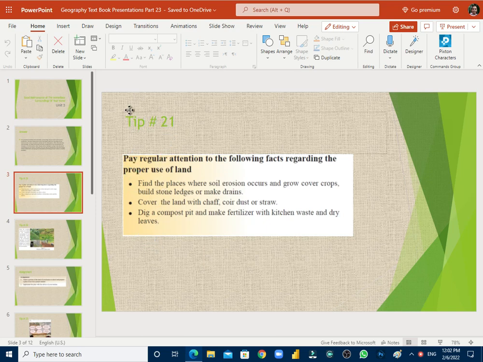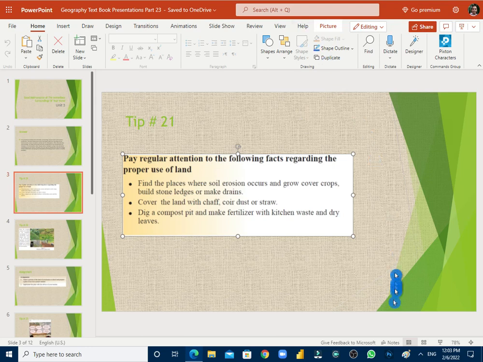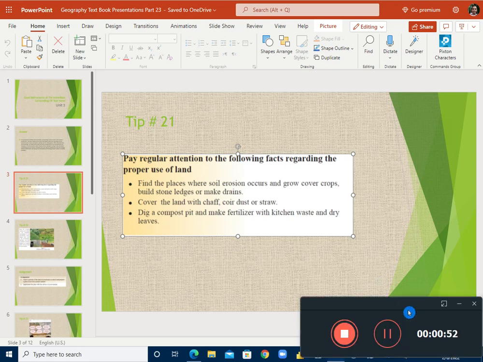Tip number 22. Pay regular attention to the following facts regarding the proper use of land. Proper use of land.